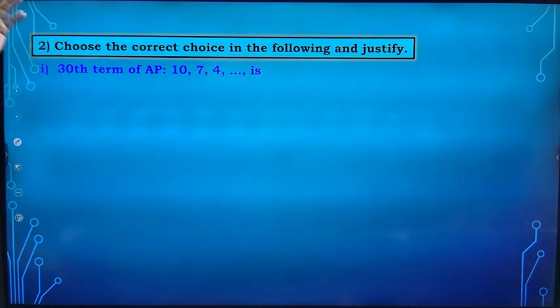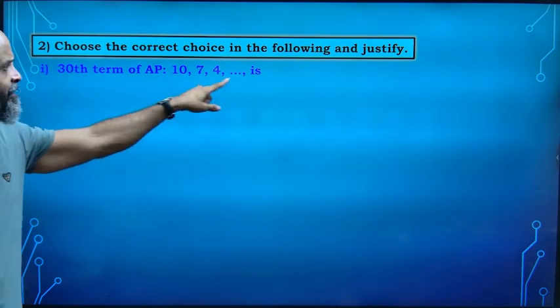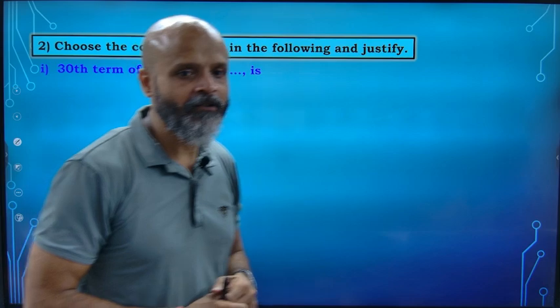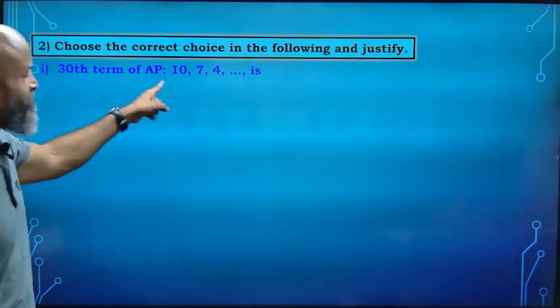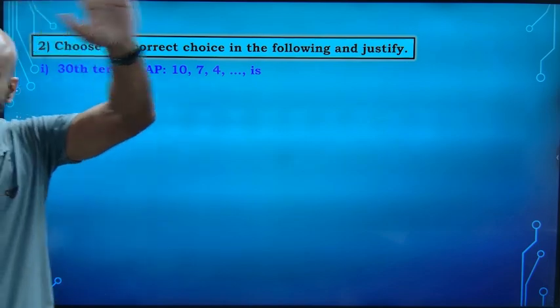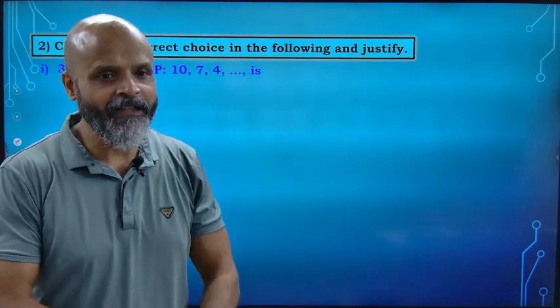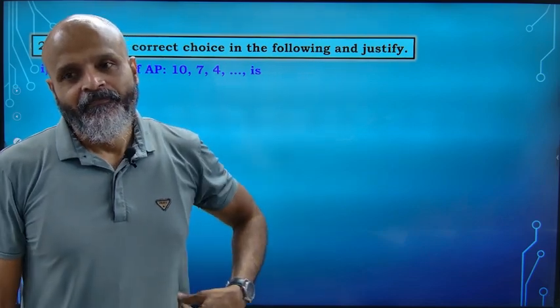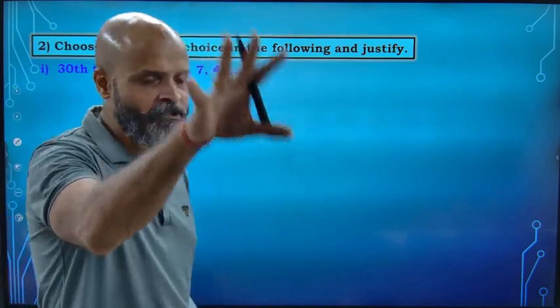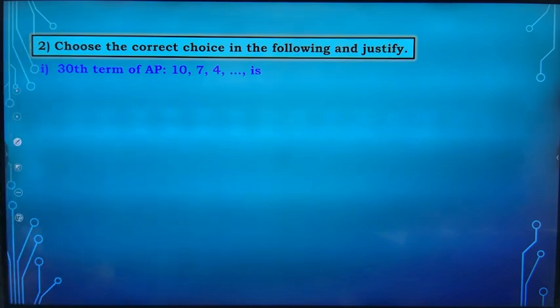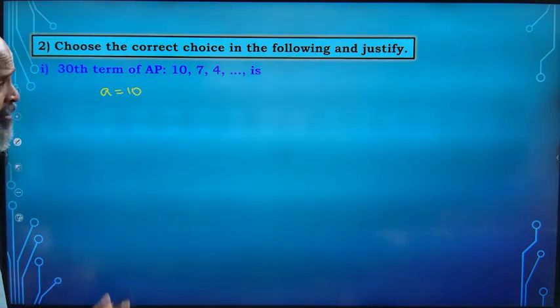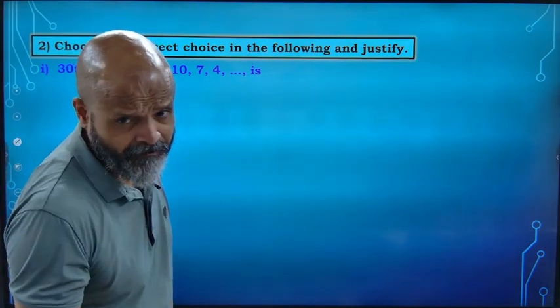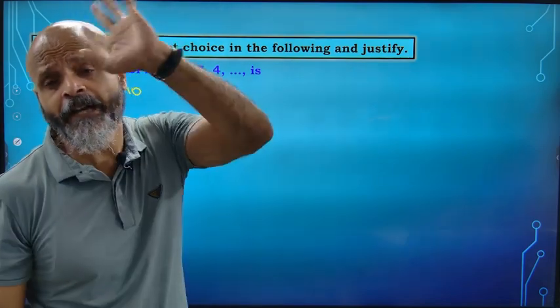Choose the correct choice in the following and justify. 30th term of the AP. Now tell me, what is the 30th term of the AP? Amit, this is an AP. You have to find out the 30th term. Quick, quick. Okay, let's first write down what is a. 10. Okay, a is 10. What is d? See, for the 30th term, what is the formula? For nth term, what is the formula?